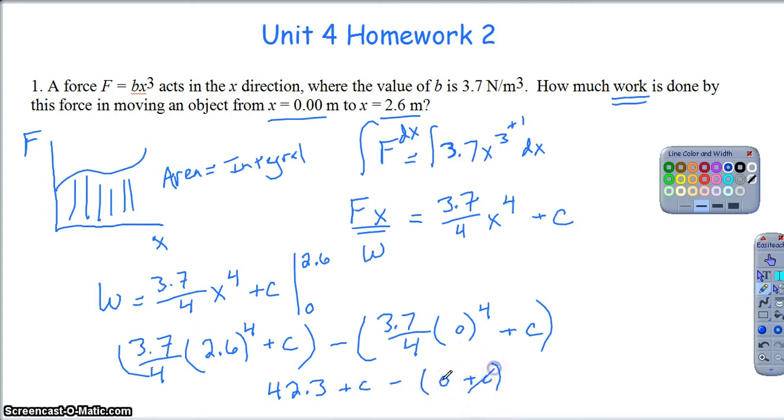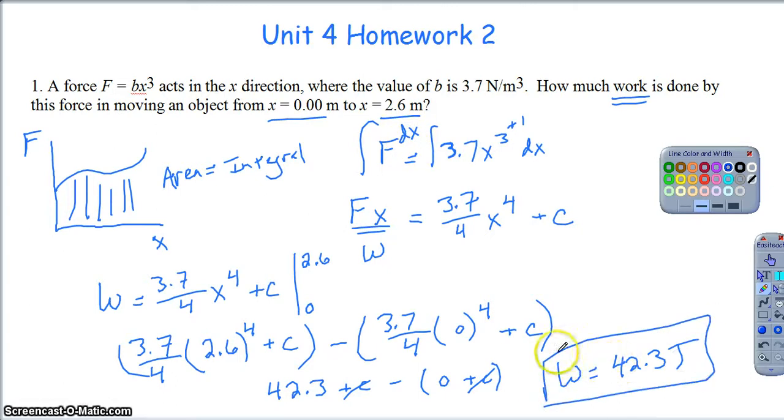So again, whatever that constant is, doesn't matter because it cancels out. So I end up then with a net work of 42.3 joules as I go from 0 to 2.6 meters. So the big steps here that you do need to be comfortable with, to find the work, you're finding the integral, and then once you have that equation, you just plug in your two positions and find the difference between the two, which again eliminates my constant from the problem. So 42.3 is what I ended up with for my answer.